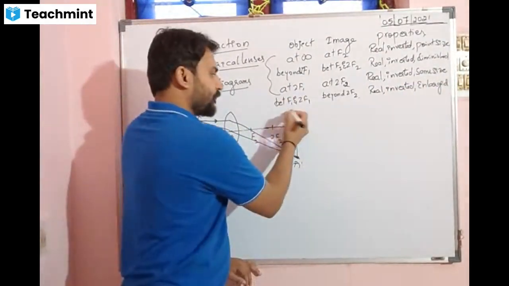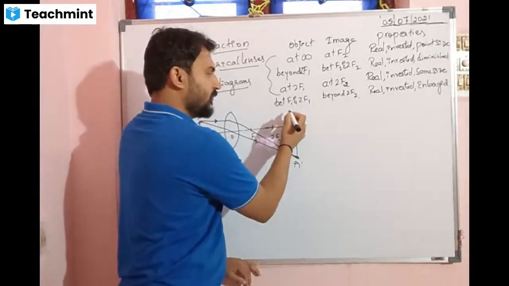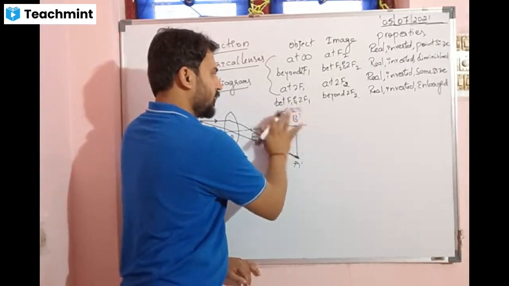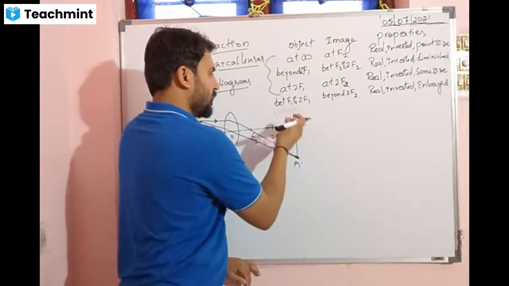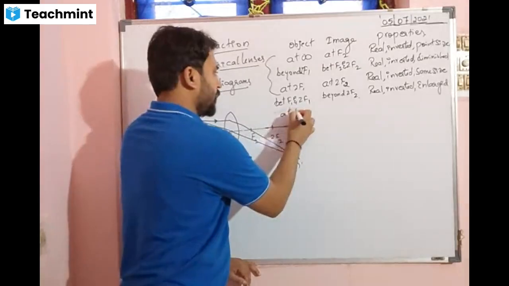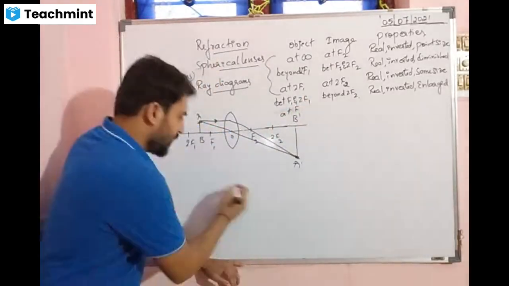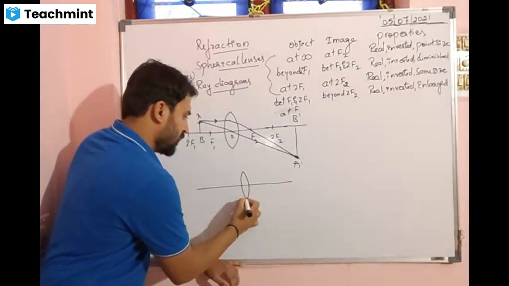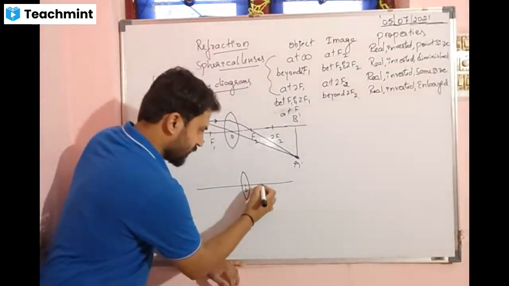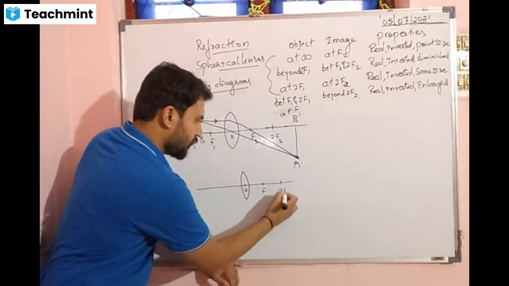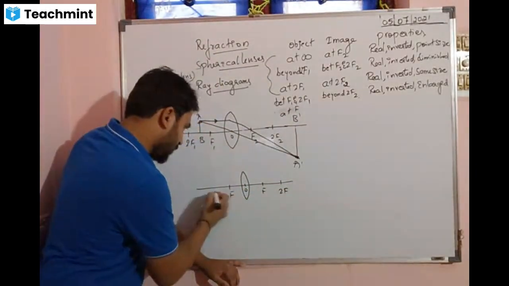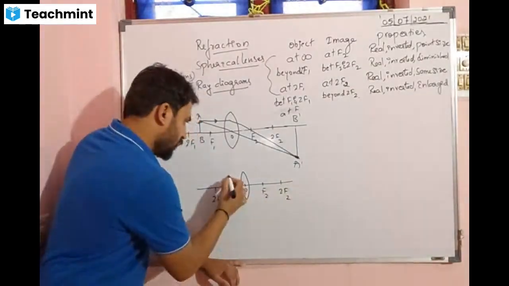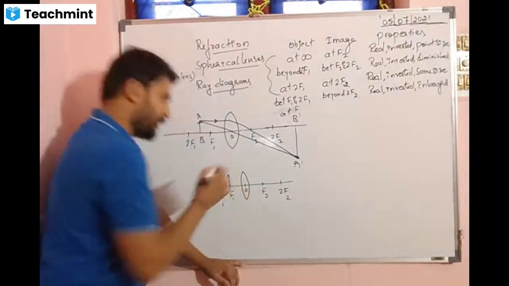Next, the object at F1. This is the ray diagram for that: optic center, F1, 2F1, F2, 2F2. So the object is at F.